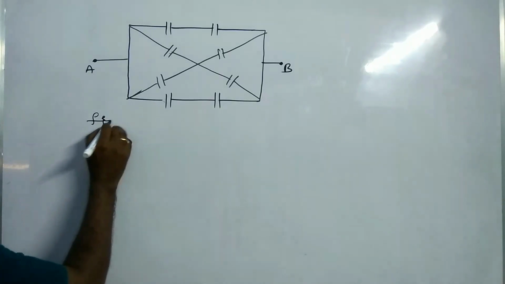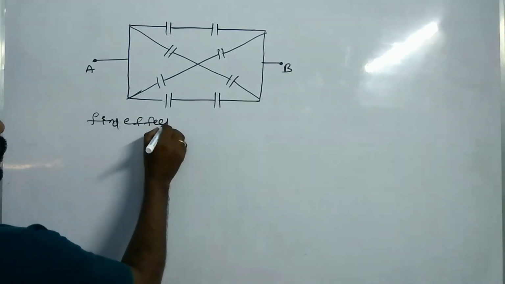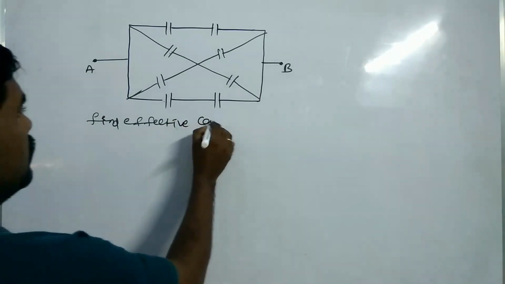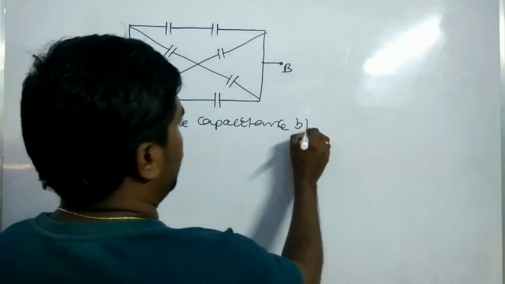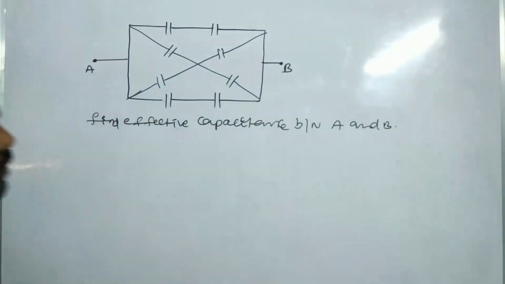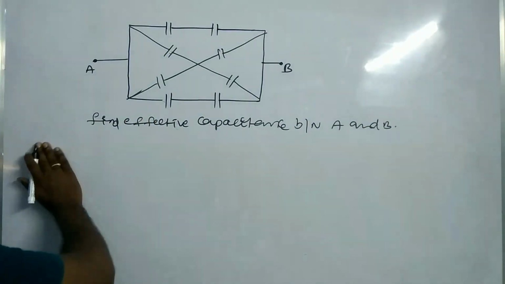Find the effective capacitance between A and B. So at first you have to redraw the diagram.